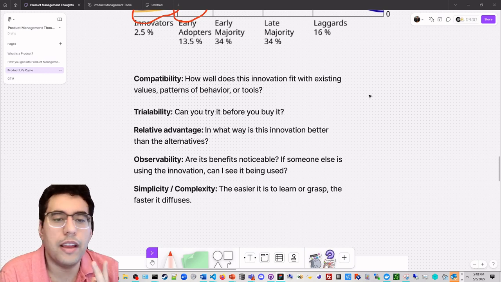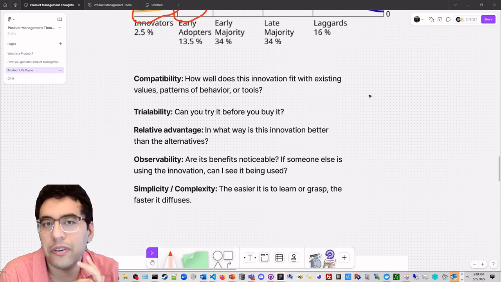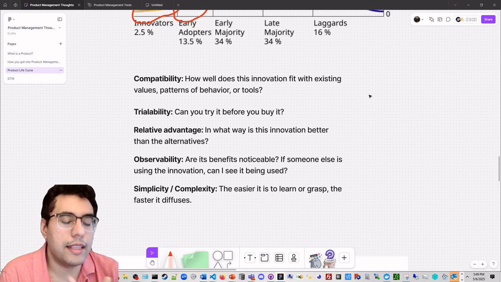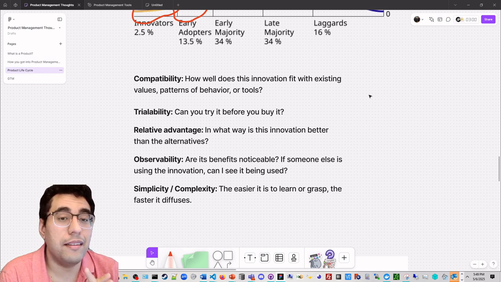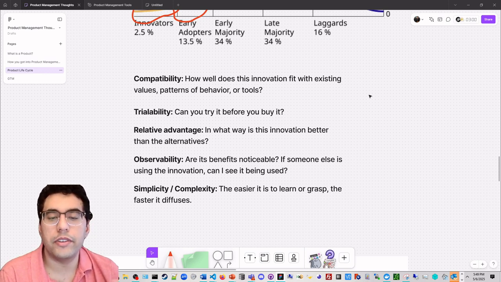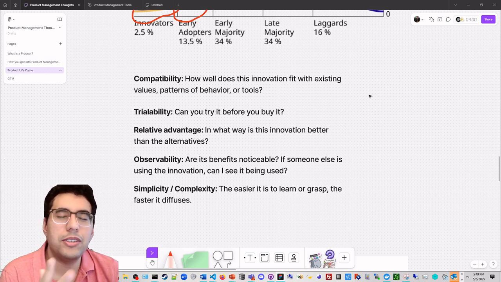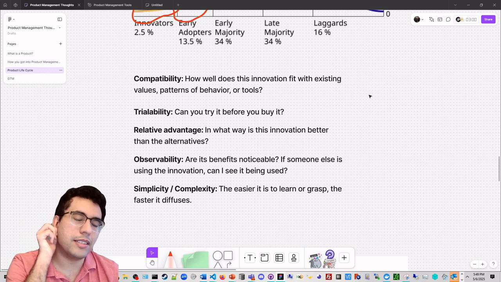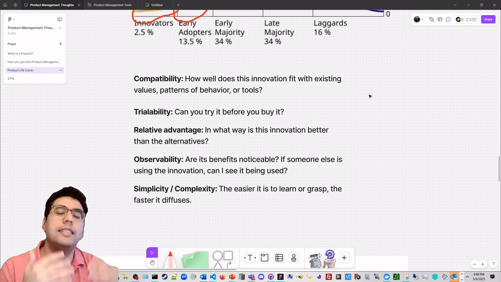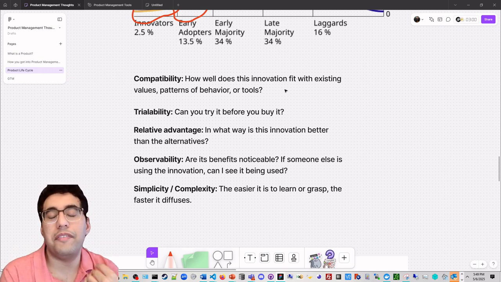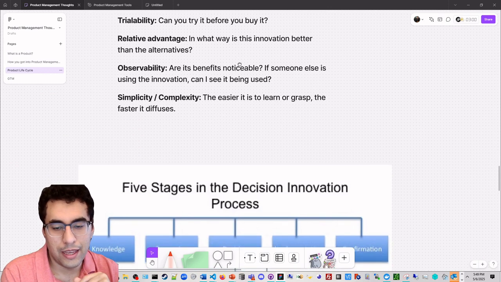how well does this innovation fit my values and my workflow, for example. Can I try it out for free? The free trial, right? Are there any advantages that make this thing better than the last thing I'm doing? Can I actually see a benefit versus just saying there is a benefit? And then finally, what's the usability? I think honestly, they talk about simplicity, and this is why we try to make software as usable as possible. Is it easy to learn and easy to grasp? And if it is, more people will use it.